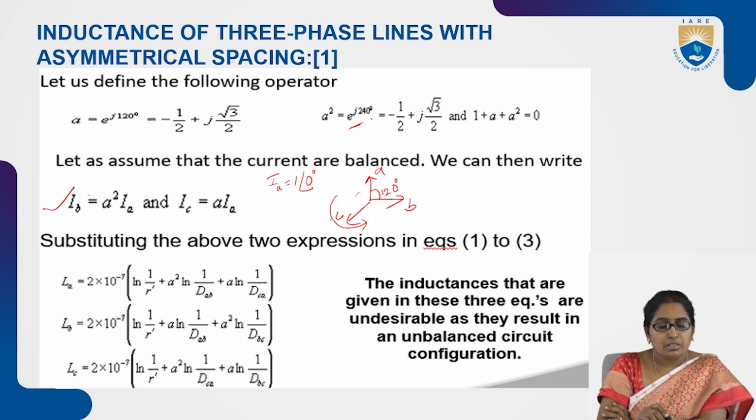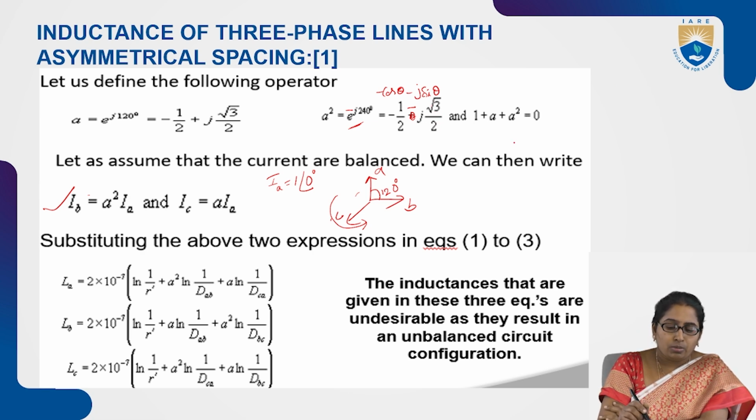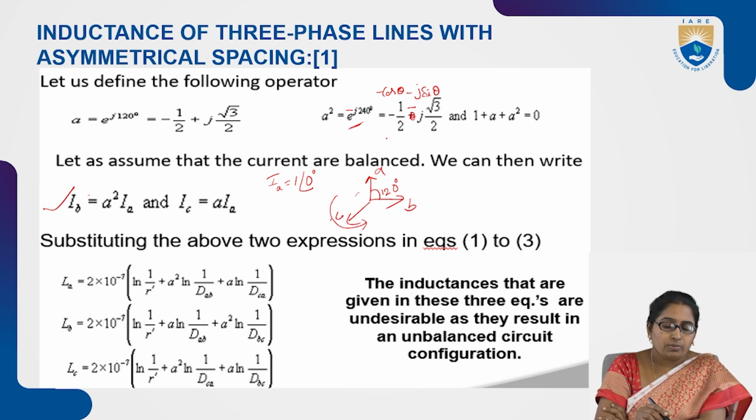e power j 240 is nothing but minus 1 by 2 minus j root 3 by 2. We know that e power j theta is nothing but cos theta plus j sin theta. So cos theta here is minus 1 by 2, and sin theta gives minus j root 3 by 2. So that is what the alpha square value is.